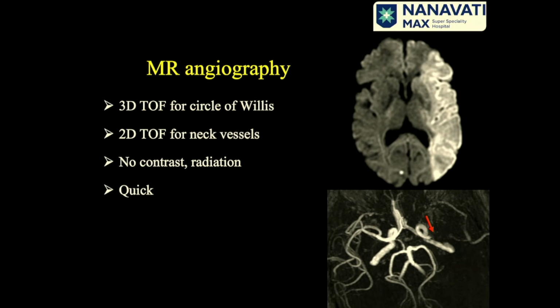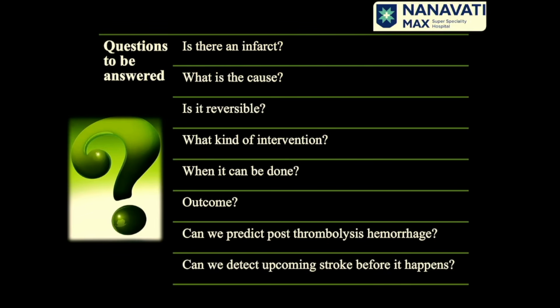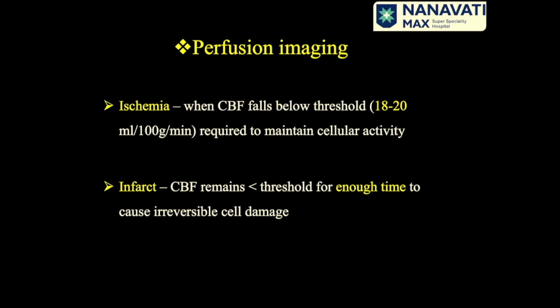MR angio does not have that advantage, but in the given scenario, with the other 4 sequences that we talked about, this can be a make-do solution where acute thrombus and acute occlusions can be shown in the circle of Willis as well as in neck vessels. The third question that we need to answer is what we are seeing, how much of it is reversible, and for that you need to know the concept of perfusion imaging.